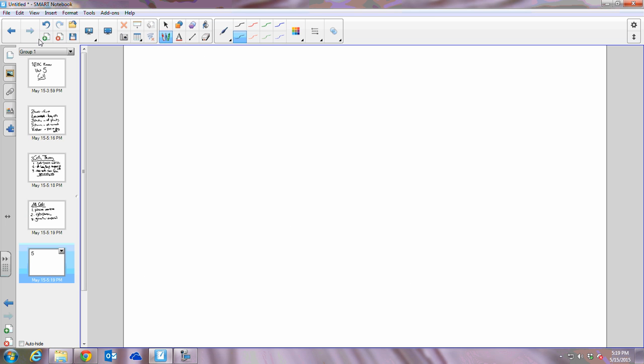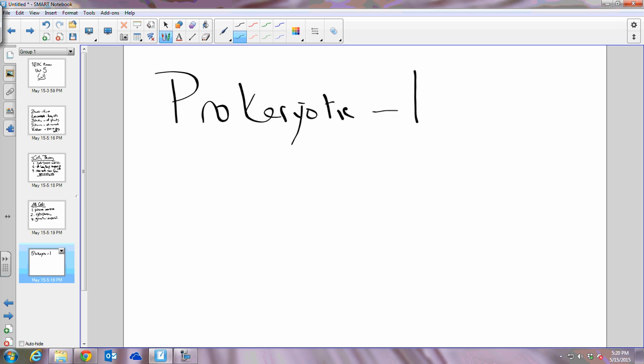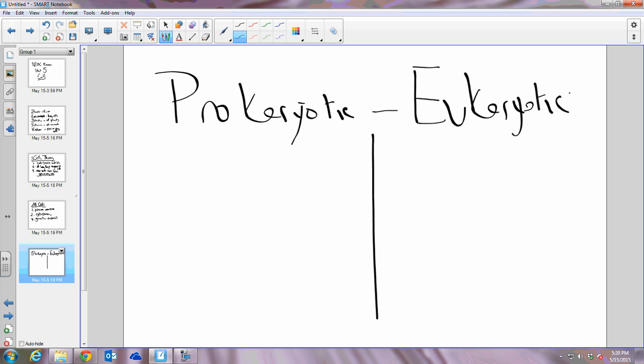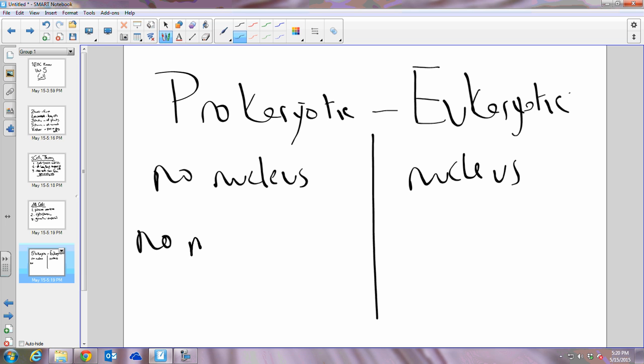Two different kinds of cells. There are prokaryotic cells and eukaryotic cells. Now, what are the differences between these two things? Well, prokaryotic cells have no nucleus. So obviously eukaryotic cells do have a nucleus. Prokaryotic cells have no membrane-bound organelles. They do have things like ribosomes, but no membrane-bound organelles, whereas eukaryotic cells have many organelles.